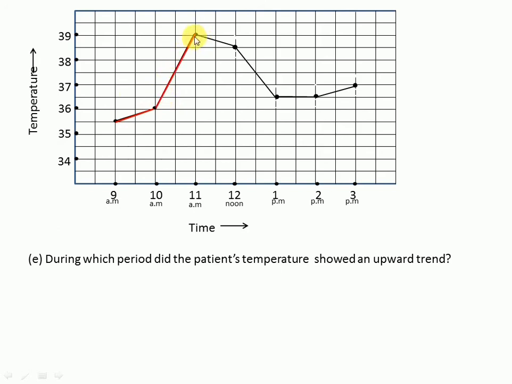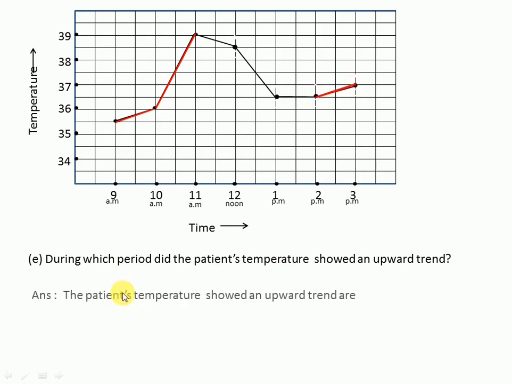Now see here, the third point and fourth point are going down, so leave it. And these 2 points are also going down, leave it. Here the temperature is the same, it's not going upward or downward. Let's go to the next. Here it is slightly upward, so mark it.